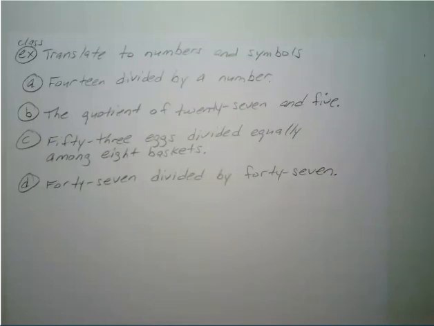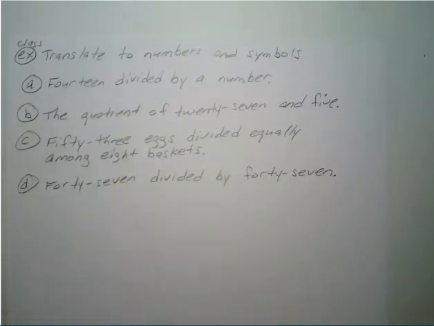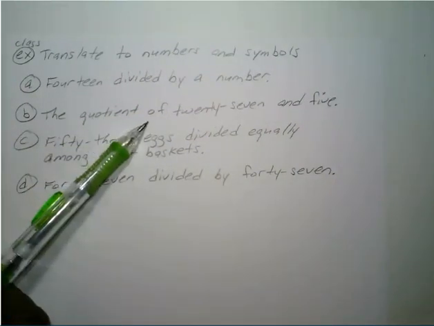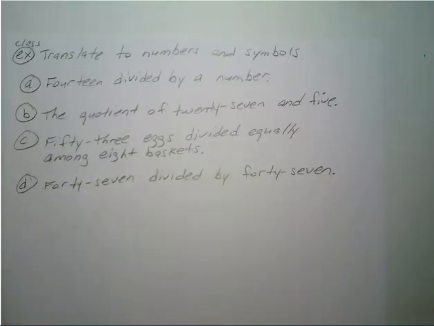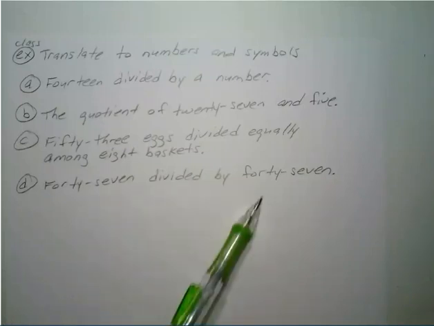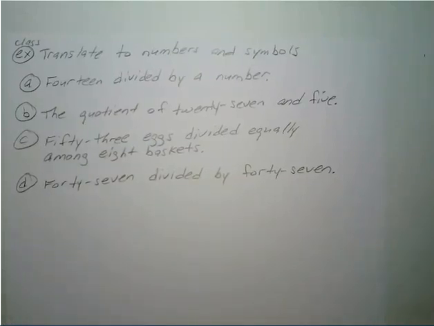Okay, so we want you to translate to numbers and symbols. Okay, so you have 14 divided by a number. You have the quotient of 27 and 5. You have 53 eggs divided equally among 8 baskets. And you have 47 divided by 47. All right, so what I want you to do is go ahead and press pause and try these on your own. All right, so I'm assuming you've pressed pause and worked these out. So let's go ahead and verify your answer.